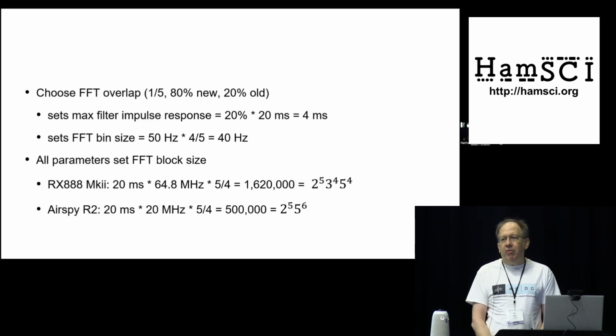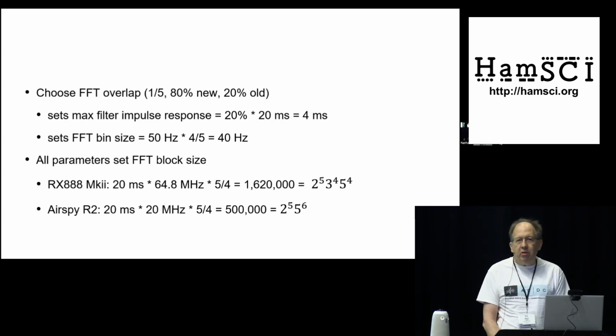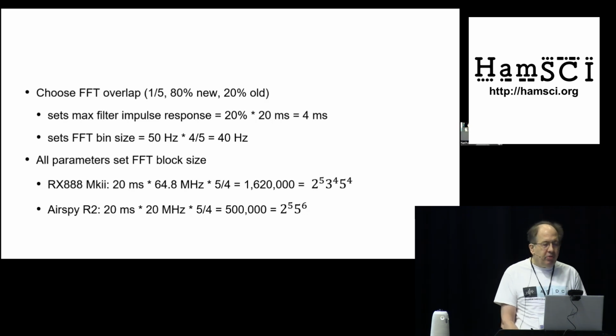So the channels can all have their own filters, but they are limited in how sharp they can be by how long their impulse response can be. And that's determined by this FFT overlap factor. By default, I'm using a factor of 1/5, which means that each block has 80% new data and 20% old data.